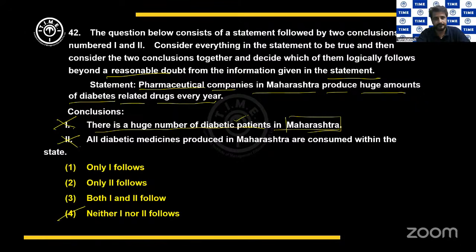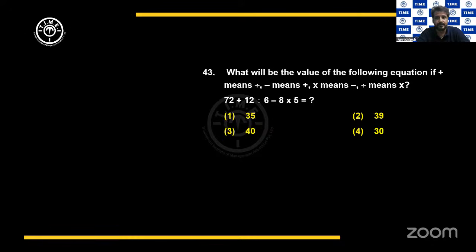Next one. Interesting questions. Symbols and notations. BODMAS rule questions. What will be the value of the following equation if plus means divided by, minus means plus, into means minus, divided by means cross.